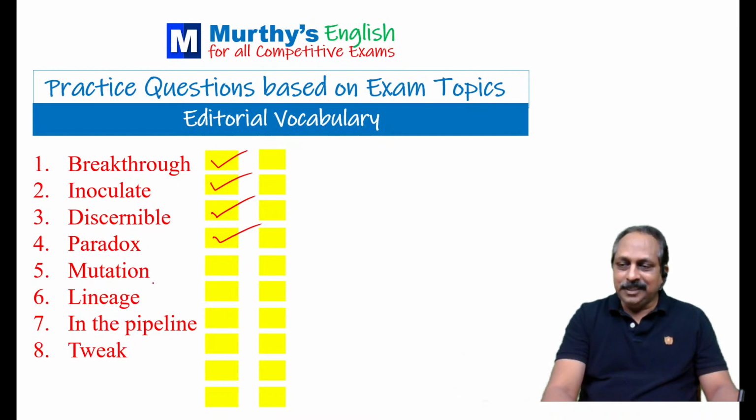Mutation goes with viruses, genes, gene mutation, genetic mutation, changes. That's right. Lineage, sublineage, the editorial. In the editorial, you have come across the expression sublineage, but lineage means what? Lineage means continuation of certain features or qualities or characteristic features, ancestry, hereditary. Yes, inheritance. That's right. Wonderful.